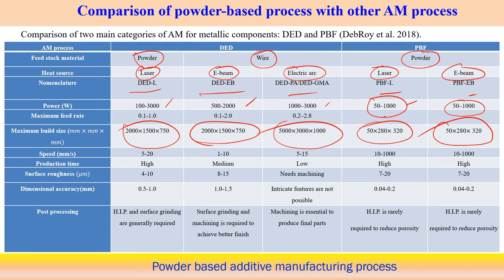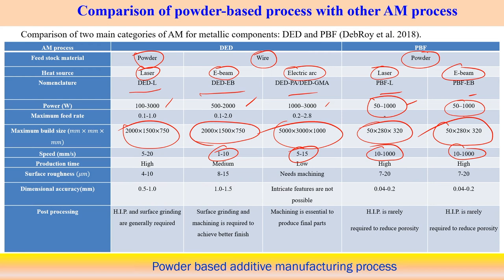Now speed. In the DED process, when you use the laser as a source, it is 5 to 20 millimeter per second. In powder bed fusion, the laser speed can be 10 to 1000 millimeter per second, and even for the electron beam it is in a similar range. But in the case of the electric arc, the speed is relatively low, 5 to 15 millimeter per second. Even for the electron beam in direct energy deposition, we can use a very low speed.